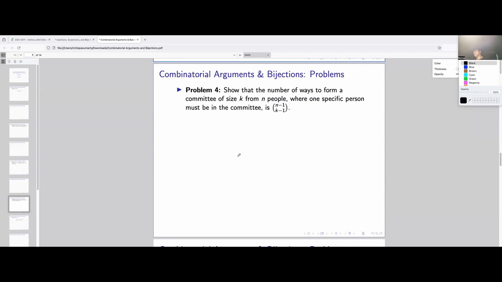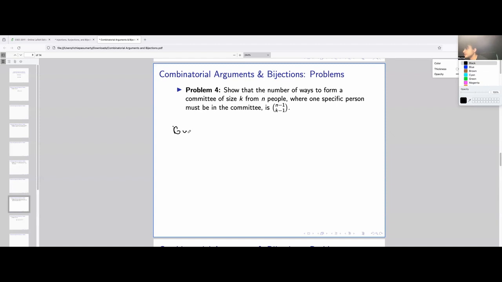All right, next question. Show that the number of ways to form a committee of size k from n people, where one specific person has to be in the committee, is n minus 1 choose k minus 1. Okay, this one I'm not going to be super formal, but here's the idea of how we use a combinatorial argument. I already have one person in the committee, so they're guaranteed to be in the committee.